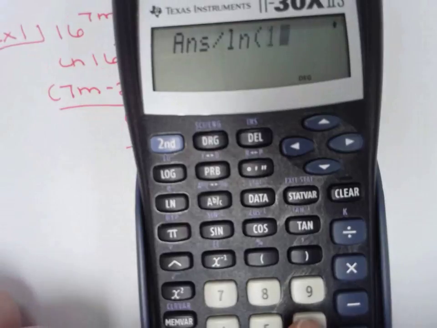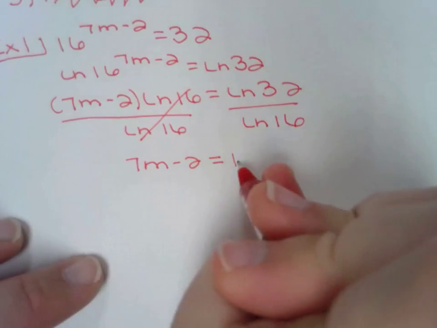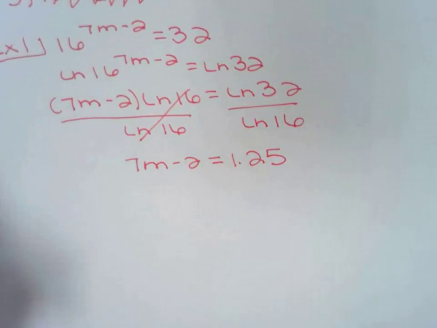So ln of 32 divided by ln of 16, which is 1.25. So that's on the right side. It's easier, I think, if instead of keeping the ln's, you just plug them in and get a decimal.